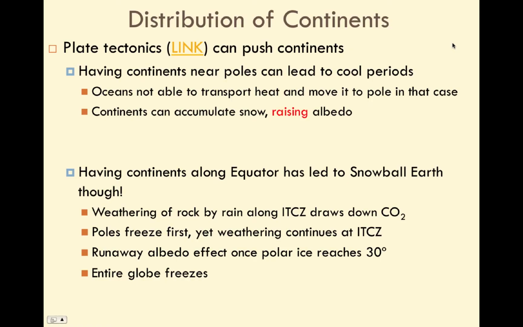So where this primarily happens is at the mid-oceanic ridges, areas where mantle is coming to the surface, helping push plates apart, which ultimately puts all the continental plates and the oceanic plates into motion. So this is the process by which plate tectonics moves plates around. Having continents near the poles can lead to cool periods. This is because the oceans are not able to transport heat and move it to the pole in that case. They're blocked by the continents from doing so.